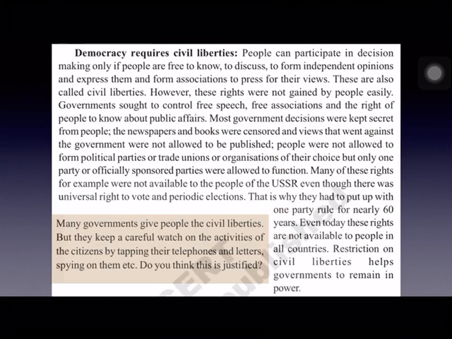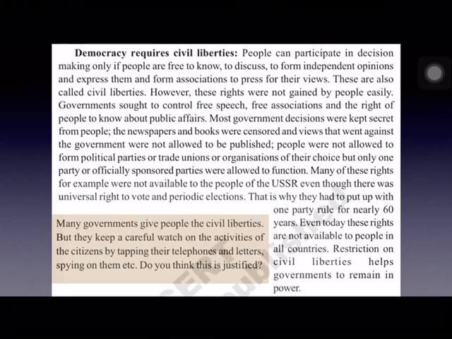And governments of many countries want to control the freedom of speech, freedom of expression, and freedom of forming associations. All these civil liberties are controlled by the government. They are not granted to the people. Most government decisions are kept secret from the people.